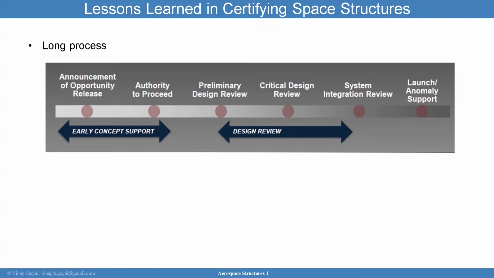I want to remind you that the process for certifying spacecraft structures can be very lengthy. And it really starts with the announcement of opportunity, and then it continues on in the early concept to authority to proceed. And then you step into the preliminary design review, the critical design review, the system integration review, and then the launch anomaly support. That's the process that you follow. And so you definitely want to put a lot of effort early in the program so that late in the program you can be successful.